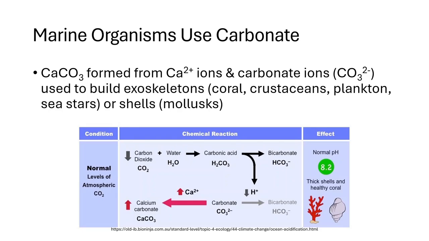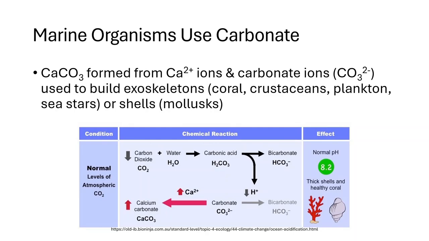Well, marine organisms use carbonate ions, CO3, and they use that to build their exoskeletons and shells because they form calcium carbonate. So they take in calcium ions and these carbonate ions, and they build calcium carbonate exoskeletons if they're things like coral or crustaceans or plankton, or they build shells with them if they're mollusks.